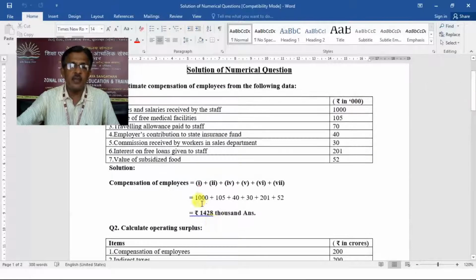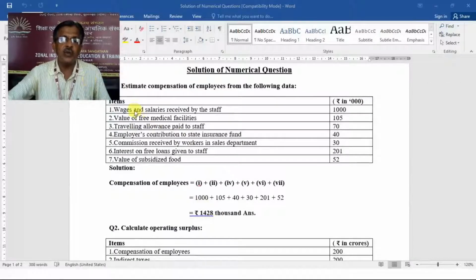Estimate the compensation of employees. Compensation of employees is equal to the wages and salaries received by the staff and the value of free medical services, that is wages and salaries in kind. Number 4, employers' contribution to social security insurance fund. Number 5, commission received by the workers in the sales department. Interest-free loans, that is number 6. Value of subsidized food. So these are the wages in kind actually. If you add all these, which one is not included here? Travelling allowance paid to the staff is not included.